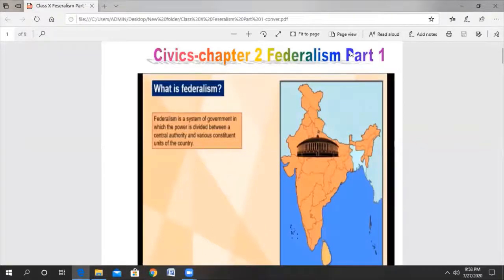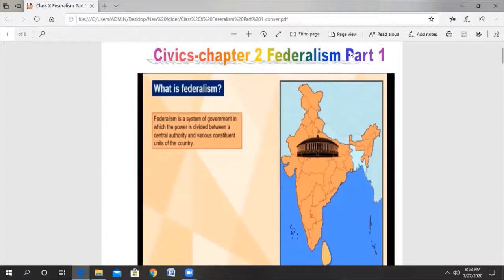Good morning, students. Today we will start with Civics Chapter 2, Federalism. The subtopics that we cover in today's class are the meaning of the term federalism, difference between unitary and federal government, features of federalism, coming together and holding together federations, and the threefold distribution of legislative powers between union government and state government. Now you all can open your civics textbook, Chapter 2, Federalism.